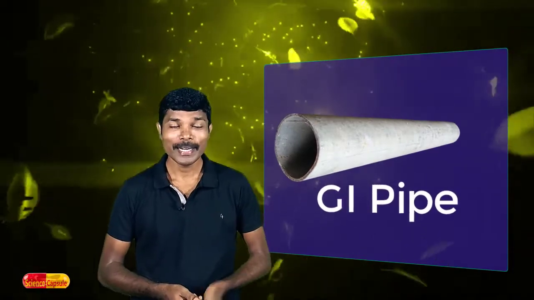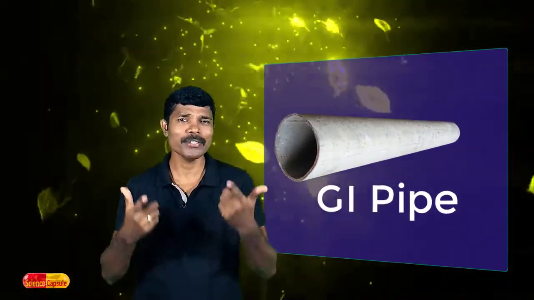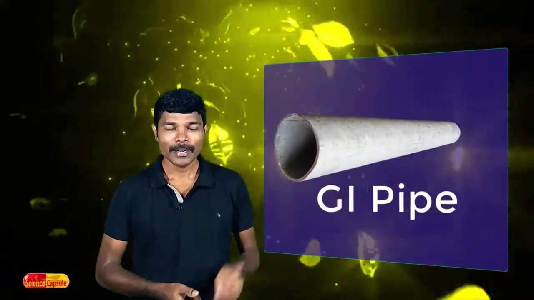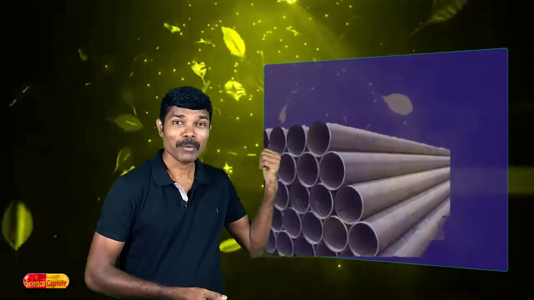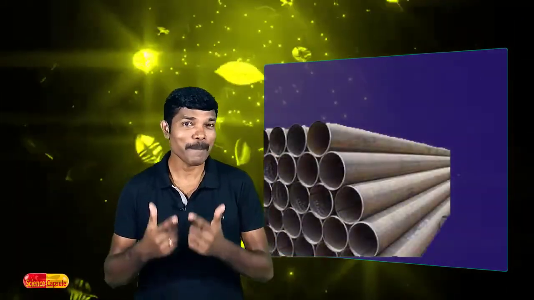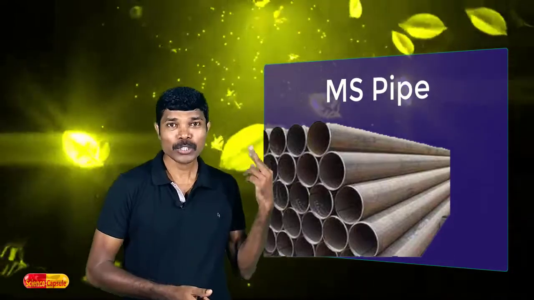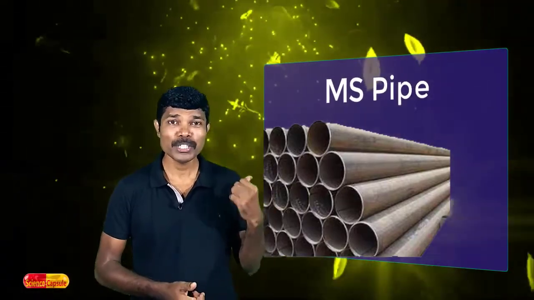Now look at the screen. Here a pipe is there. Do you know the name of this pipe? It is a GI pipe. What is this GI pipe actually? And beside it you can see one more pipe, that is called MS pipe. So these are the two pipes. Where will we use these pipes?